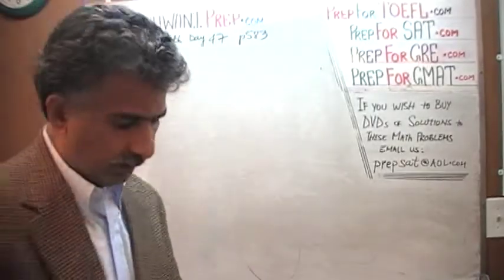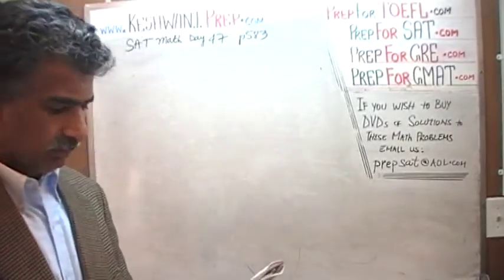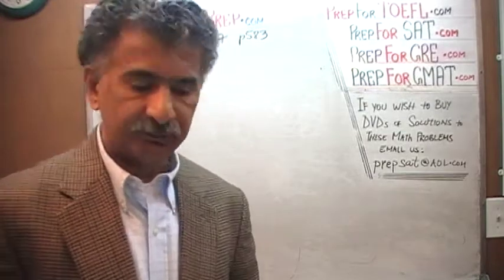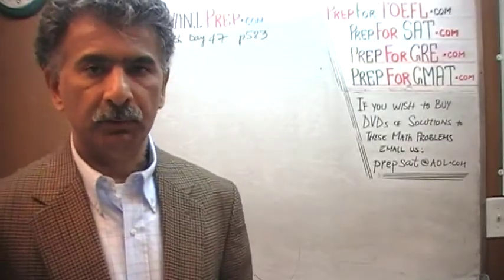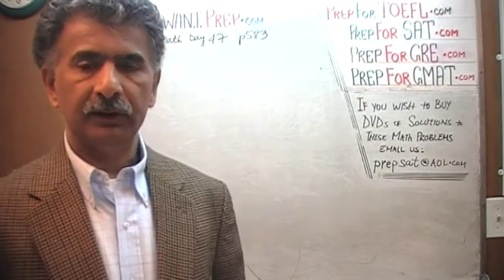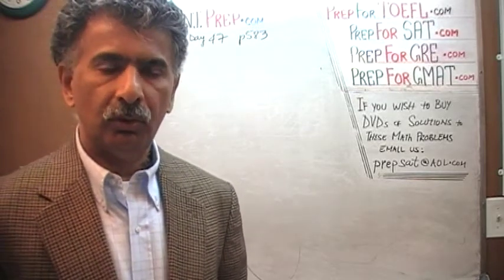Number 8. If A and B are odd integers, which of the following must also be an odd integer? The most important word here is must. It has to be true all the time.